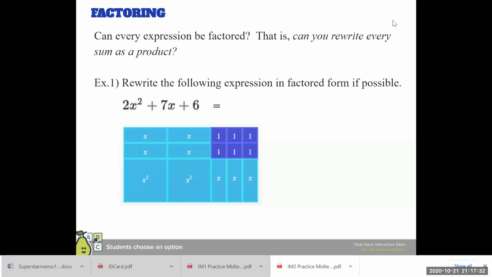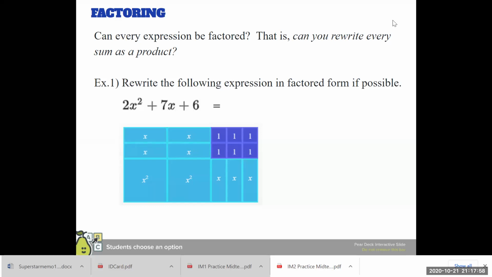Okay, so I'm going to go over this factoring with an area model idea. And in this problem, the bigger question is, can every expression be factored? So can you rewrite every sum as a product? And remember, referring back to what we were doing before, when we're rewriting sums and products, we need this all to be in the context of a rectangle.